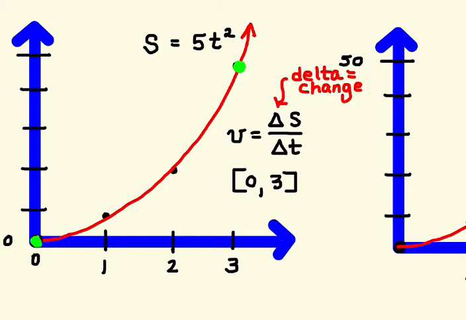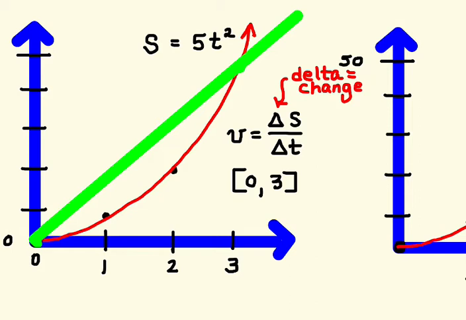And so let's connect these. I'm going to make this thicker. What I'm talking about here is this line right here. I'm going to continue it on. This is called a secant line. Let's give it a little arrow. This is a secant line between the point 0, 0 and this point here, which is the point 3, 45. X is 3, Y is 45.